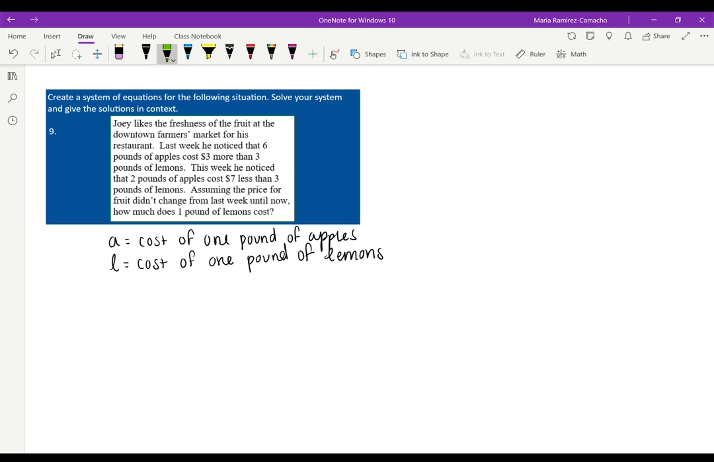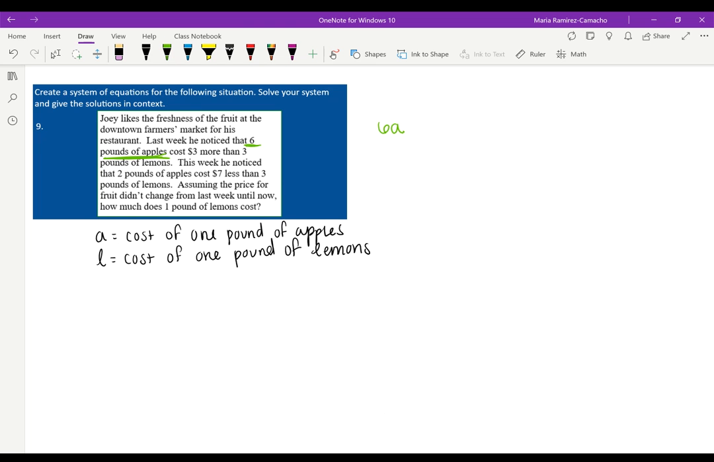So let's reread. Last week, Joey noticed that 6 pounds of apples cost $3 more than 3 pounds of lemons. So 6 pounds of apples, 6A, cost $3 more than 3 pounds of lemons. So the cost of the 6 apples was equal to 3 more than. That means we're adding 3 to something. What are we adding 3 to? 3 pounds of lemons. So 3L.